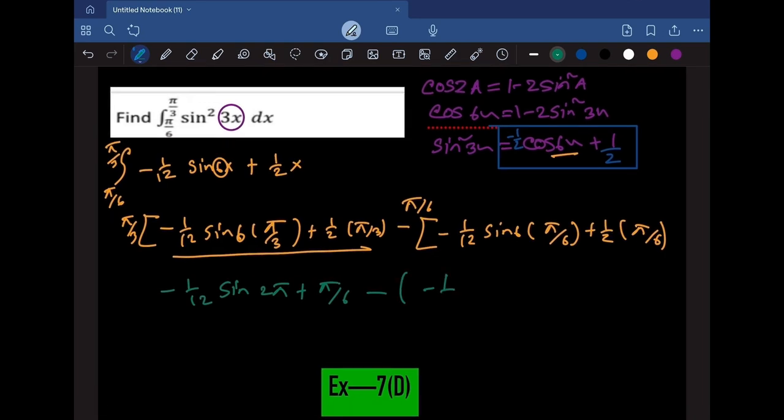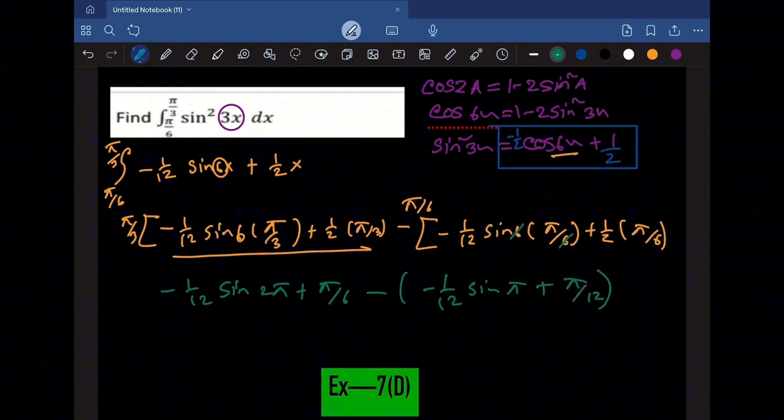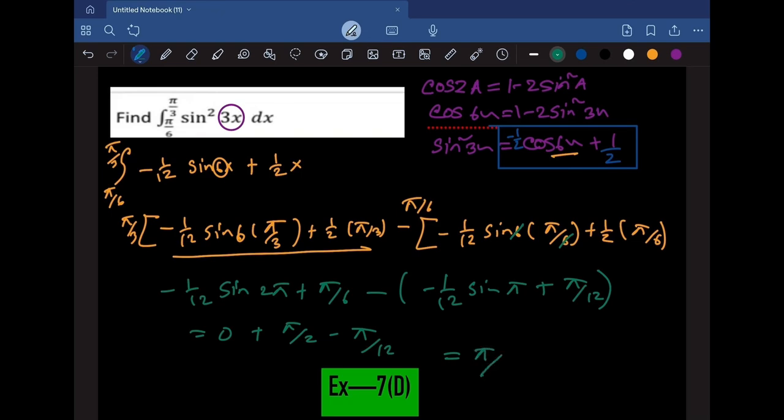Minus 1 by 12 sin pi, because the 6 gets cancelled out, plus pi by 12. So it becomes 0 plus pi by 6 minus pi by 12. Okay, it becomes like this, and the overall answer is pi by 12. So basically this is my final answer. Hopefully you guys have understood it completely, and I don't need to show the workings from this line to this line, as you guys have grown up. Hopefully you can do it by yourself.